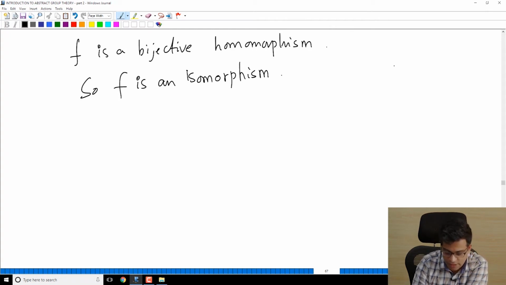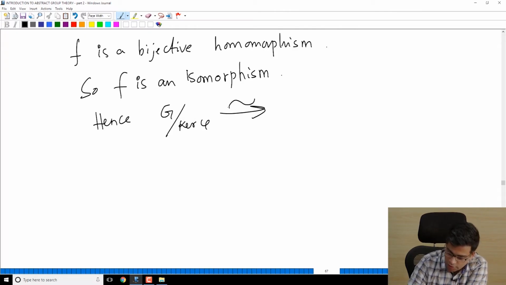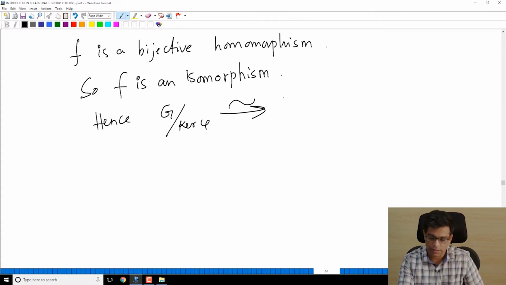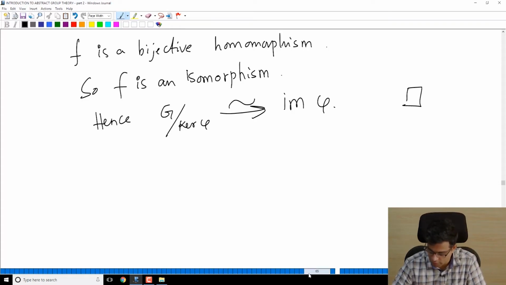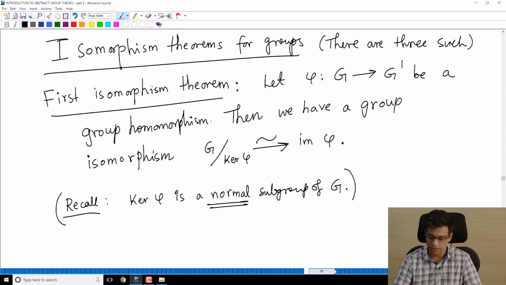That's it. So F is an isomorphism, and hence we have G mod kernel phi isomorphic to the image. This is my notation, this symbol here, an arrow with a tilde, to indicate that we have an isomorphism. Okay, so that's the proof of the theorem. The first isomorphism theorem is proved.